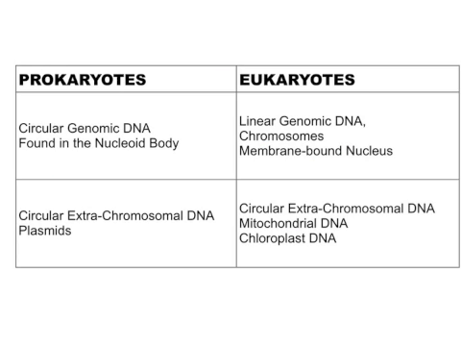Here we see a table that shows the organization of DNA in prokaryotes and in eukaryotes. Prokaryotes have a circular genome that's housed in the nucleoid, which is also called the nucleoid body. They also have circular extrachromosomal DNA called plasmids. Eukaryotes have a double membrane-bound organelle called the nucleus, where the genomic DNA is stored. This genomic DNA is comprised of linear chromosomes. Eukaryotes also have extrachromosomal DNA that's circular. This is found in the mitochondria, in animals and plants, and in chloroplasts in plants.